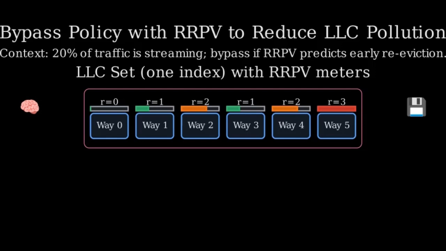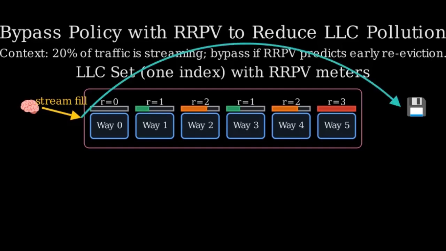Here is one last level cache set, showing ways and their current RRPV values. Blocks near 3 are red and close to eviction. Blocks near 0 are green and likely to be reused. Now watch a new streaming block arrive. Without a bypass policy, it gets inserted and may knock out a useful block, adding to pollution. With a bypass policy, if the predicted RRPV at insertion is above a threshold, we skip the last level cache and send the request to memory, preventing pollution.